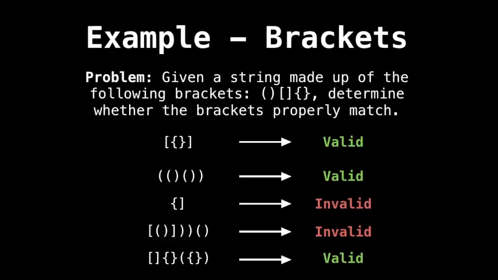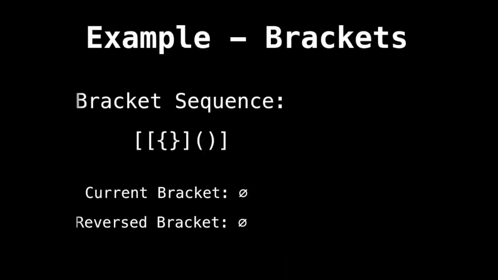Now here's a cool example of a problem using stacks. Problem. So given a string made up of the following brackets, round brackets, square brackets, curly brackets, determine whether the brackets properly match. So analyze the examples below to understand what type of bracket sequence is valid and which ones are invalid. So before I show you the solution, try and come up with a solution yourself. Hint, use a stack.